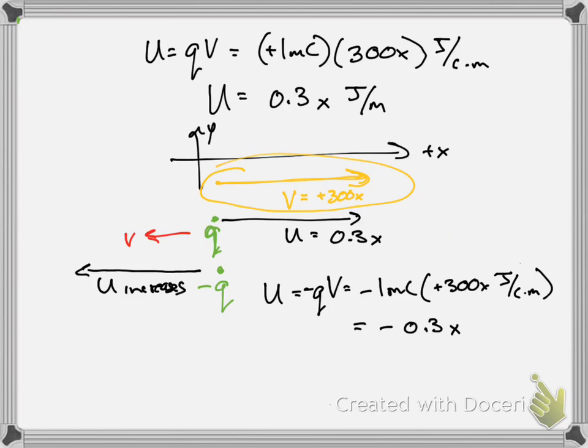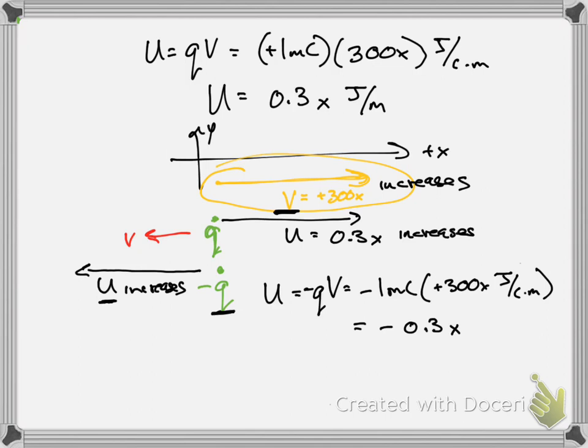So as I go to the left, as x gets more negative, U gets larger. I didn't actually write that word here. Increases. That's what the arrow was meant to mean. But for the minus Q in a potential that increases to the right, if you put a minus Q in it, the potential energy increases to the left.